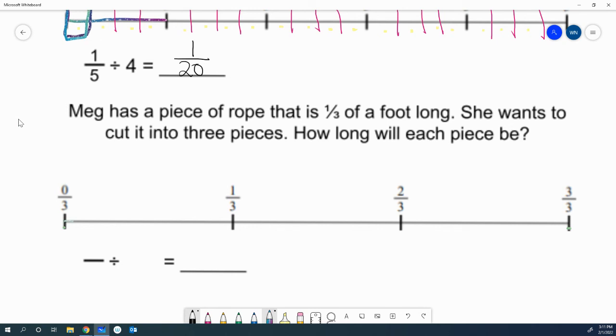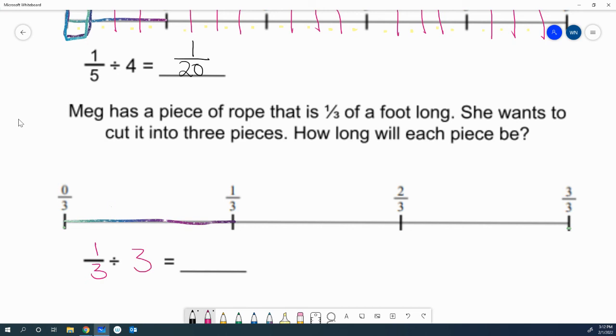So we've got a rope that is 1/3 of a foot long, and she wants to cut that into 3 pieces. How long will each piece be? I want you to go ahead and write your equation. So what are you? 1/3 divided by what would equal what? Go ahead and write that equation and solve it. For this one, you should have said 1/3 divided by 3 pieces.